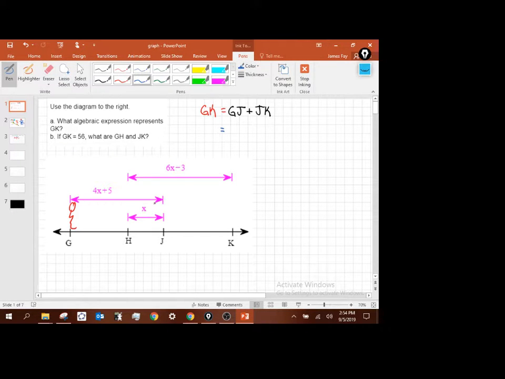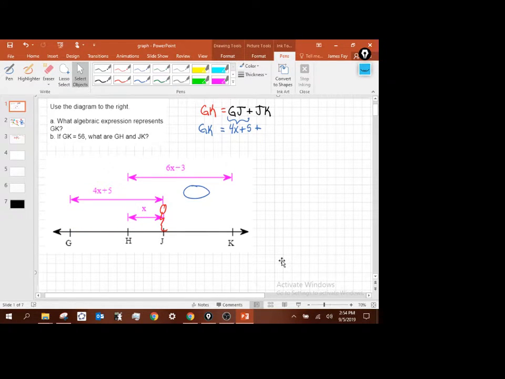So when I do that, G to J, we have an expression for that, right? G to J is 4x plus 5. So that's what that is. Plus then, okay, here's where a lot of people ran into an issue. If I'm right there at J, and I want to get to K, do we have a set of purple information here that says what J to K is explicitly? No, it's kind of hidden, right?